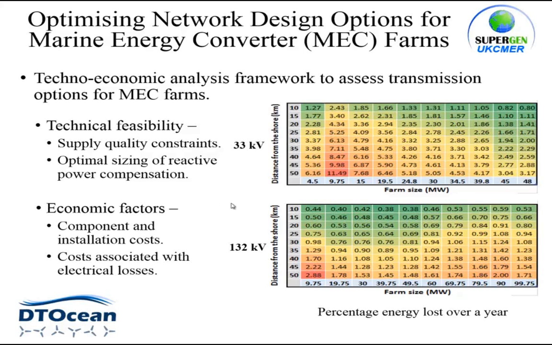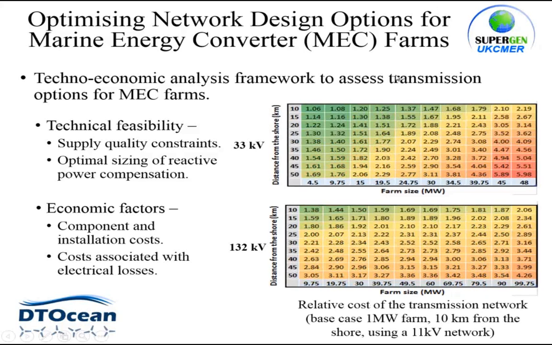And as I said, we also looked at the economic factors. So here we have the relative costs of the transmission network with reference to a base case of a 1 megawatt farm 10 kilometres from the shore with an 11 kV network, at those two different transmission voltages.